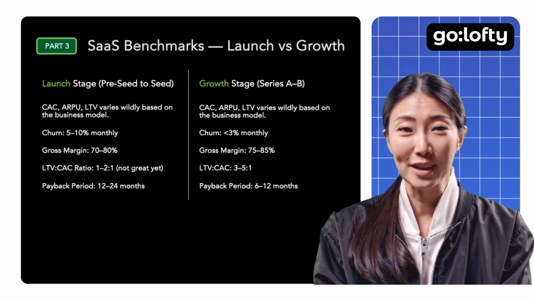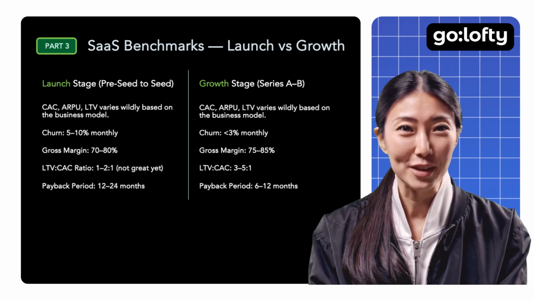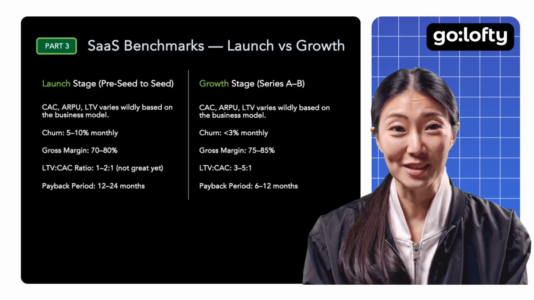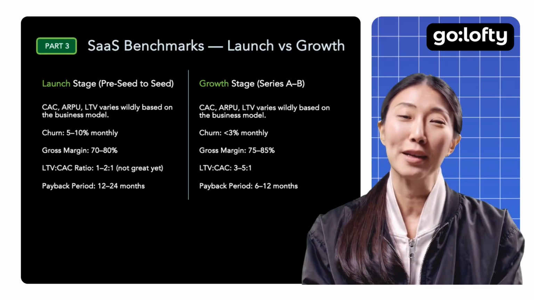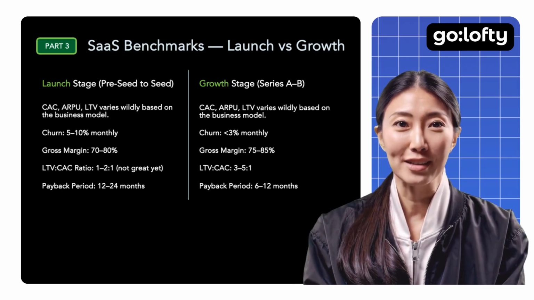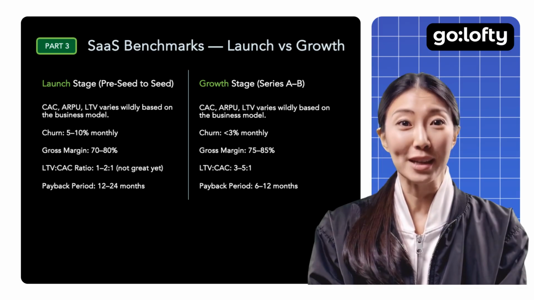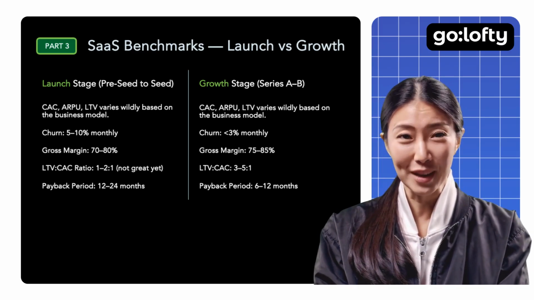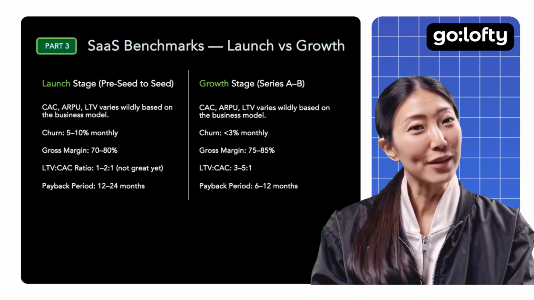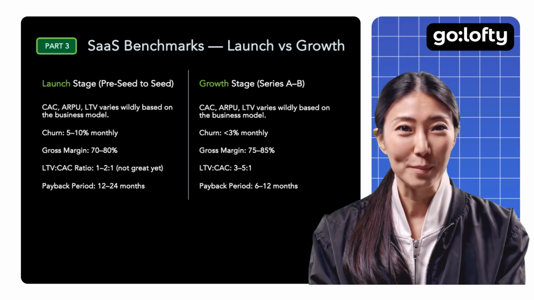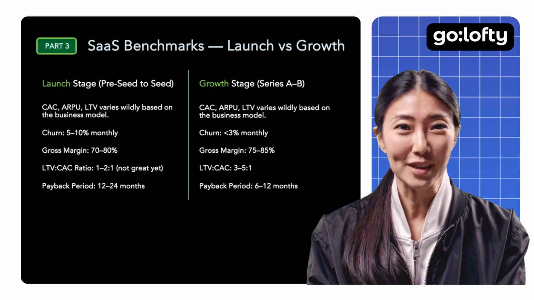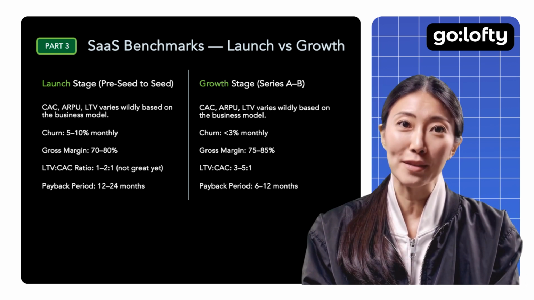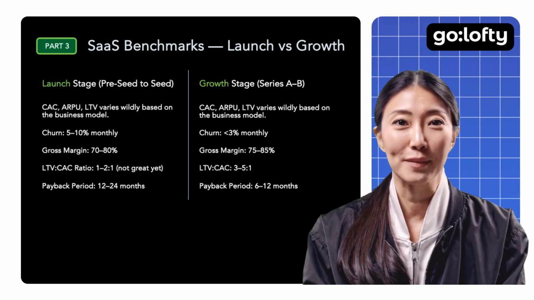If you're in the launch stage, that's pre-seed to seed, you're probably still figuring things out. Your CAC, ARPU, and LTV might fluctuate like crazy, depending on what channel or segment you're testing. Here's what to expect. Churn rate? Between 5% and 10% monthly. Yep, it's high, but normal at this stage. Gross margin? Aim for 70-80%. If it's below 60%, something's off.